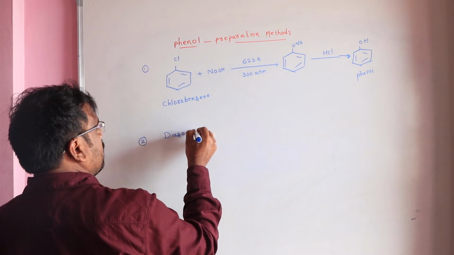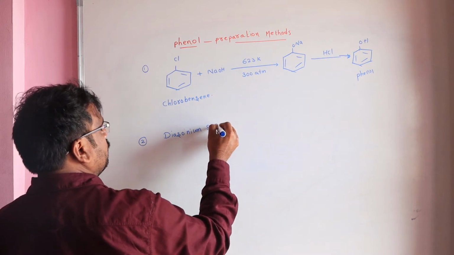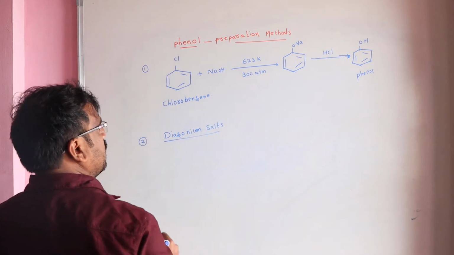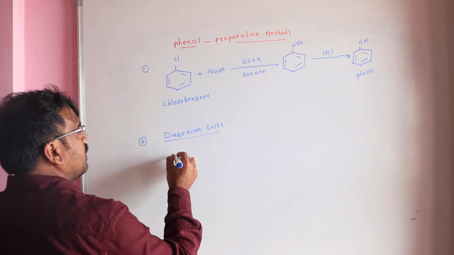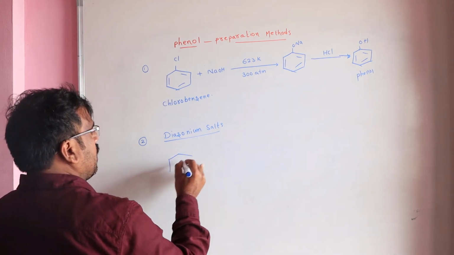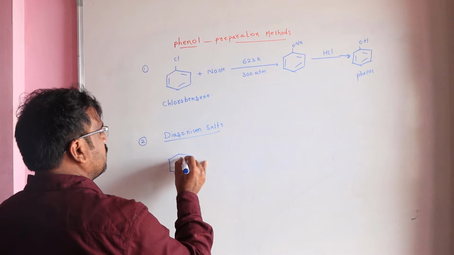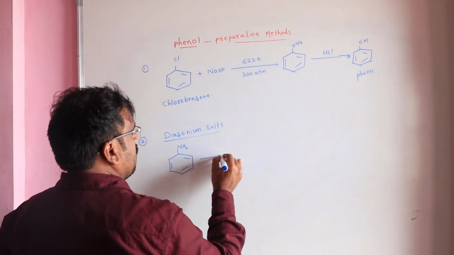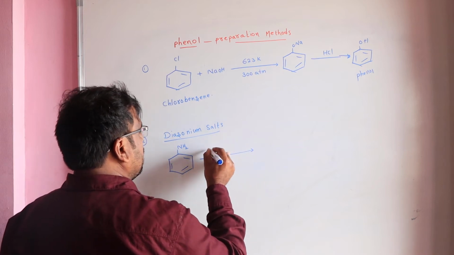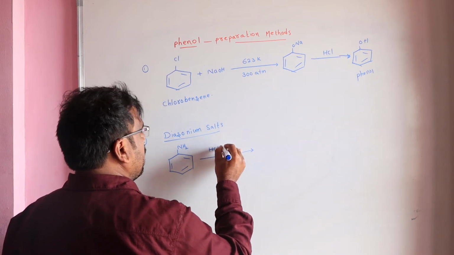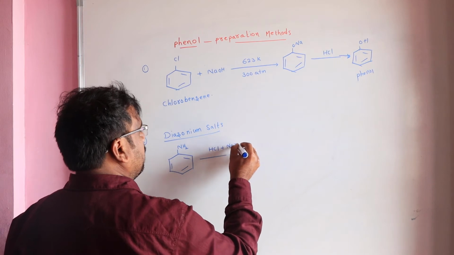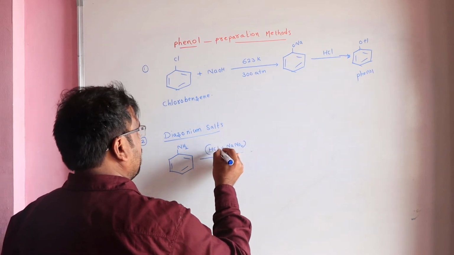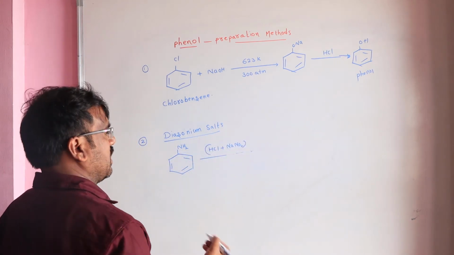Next method, from diazonium salts. We can prepare phenol from diazonium salts also. See how we can prepare. First, aniline is reacted with concentrated HCl and NaNO2, sodium nitrite. This mixture actually produces nitrous acid.